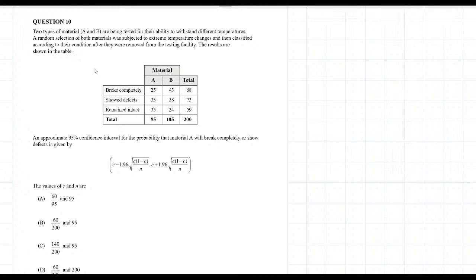All right, let's look at question 10. So 2 types of materials, A and B, are being tested for their ability to withstand different temperatures. A random selection of both materials was subjected to extreme temperature changes and then classified according to their condition after they were removed from the testing facility. The results are shown in the table. An approximate 95% confidence interval for the probability that material A will break completely or show defects is given by.